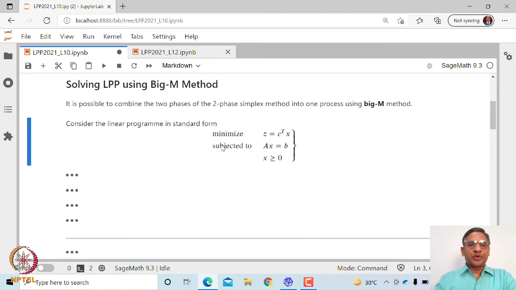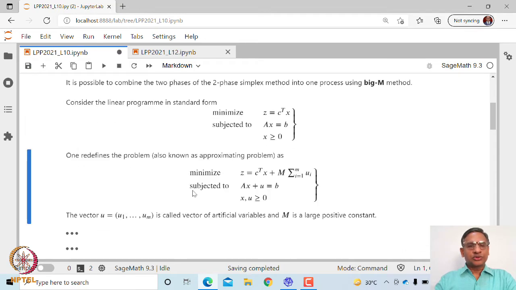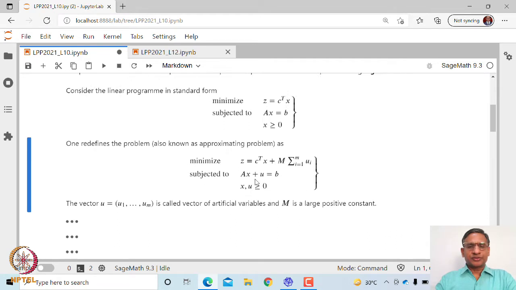Start with the same standard problem: minimize C transpose X subject to Ax equal to B, X non-negative. Now, in order to apply the Big M method, we will add one artificial variable to each of these equality constraints. So there will be U1, U2, up to Um, non-negative artificial variables added to each constraint, and then we will add a very large quantity times each of these artificial variables in the objective function.